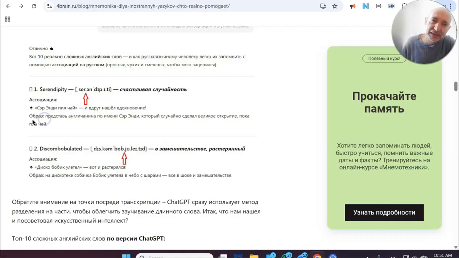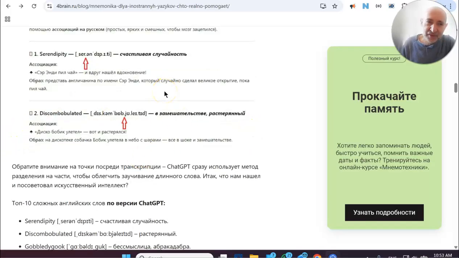So now, please see how it all works together. Образ. Представь англичанина по имени Сэр Энди, который случайно сделал великое открытие, пока пил чай. So, the image. Imagine an Englishman named Sir Andy, who, by accident, made a great discovery while drinking tea. I think it's very interesting. Okay, let's go to the next word.